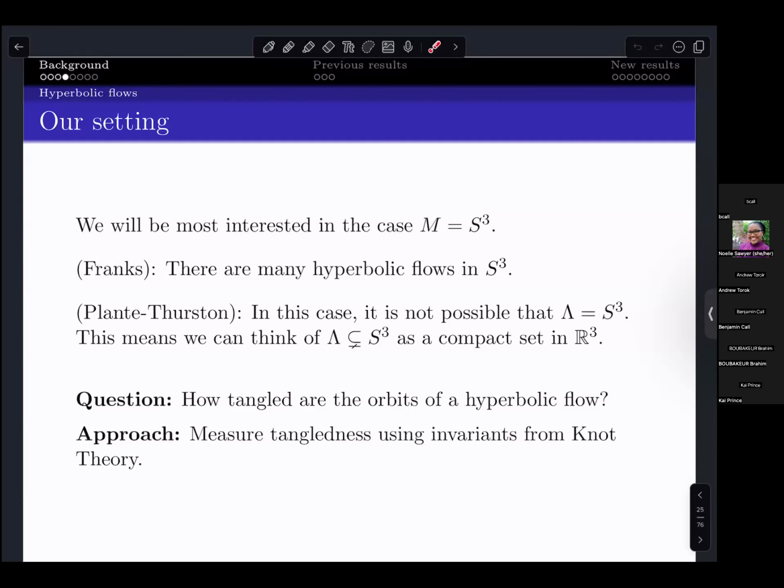And what we do is we measure this tangledness using invariants, or different quantities from knot theory. So I'm just going to give now a little overview of what I claim people in knot theory do, but if there are any people in knot theory, keep quiet, because I assume you do much more complicated things.